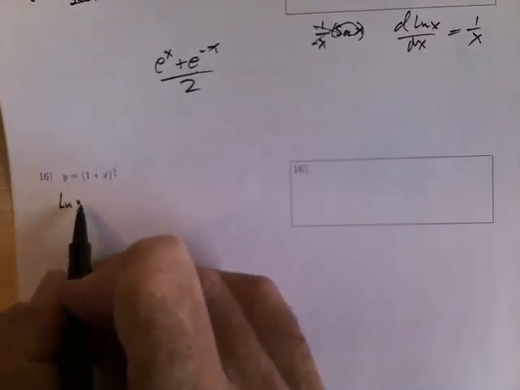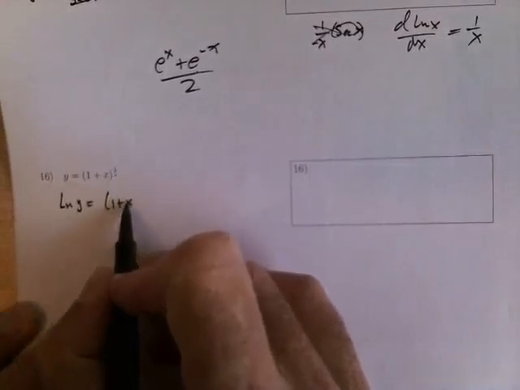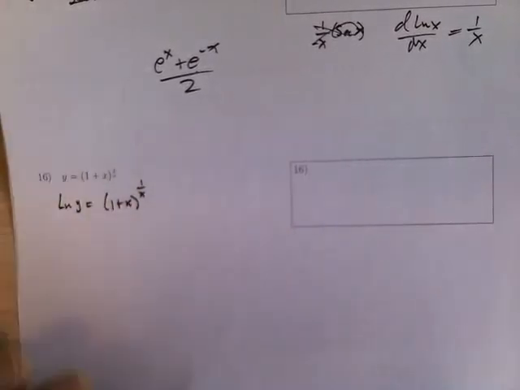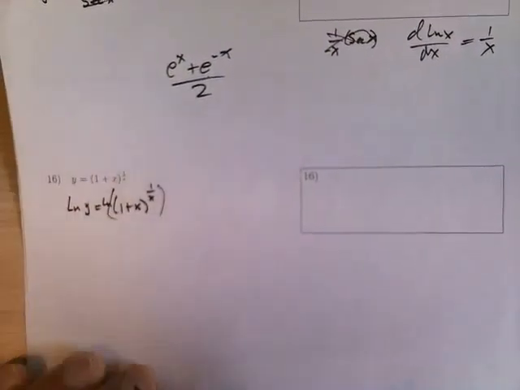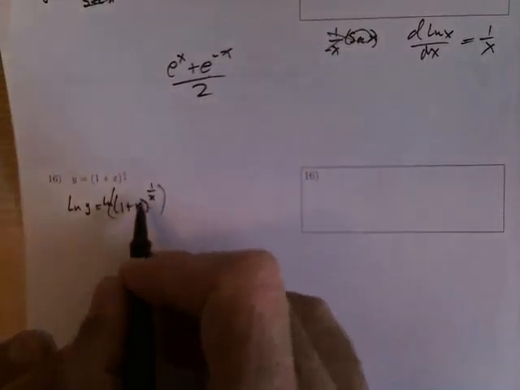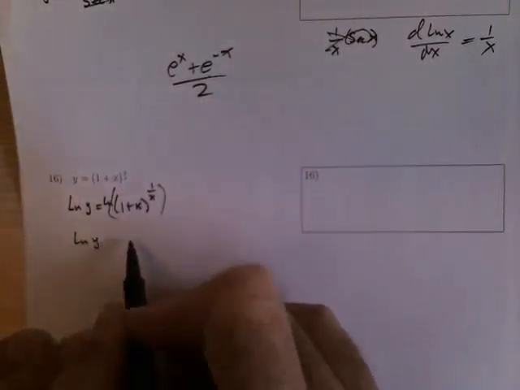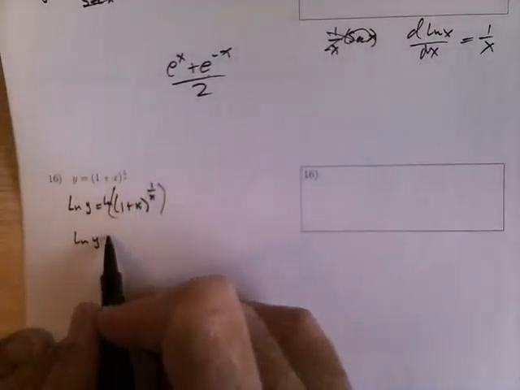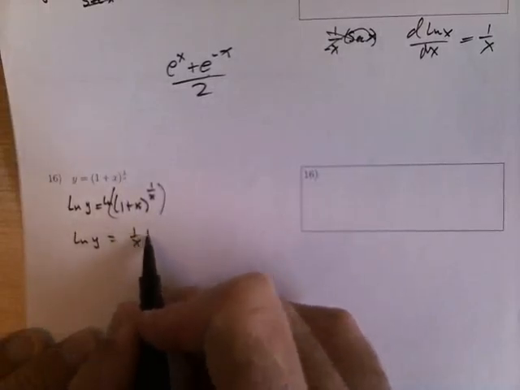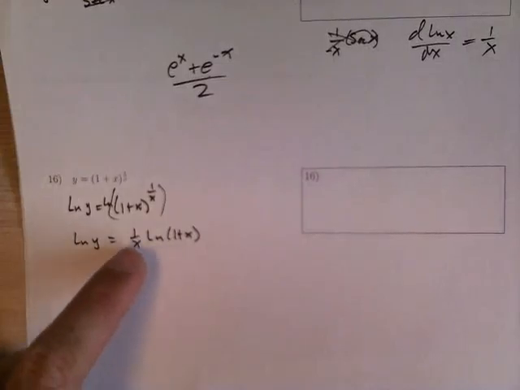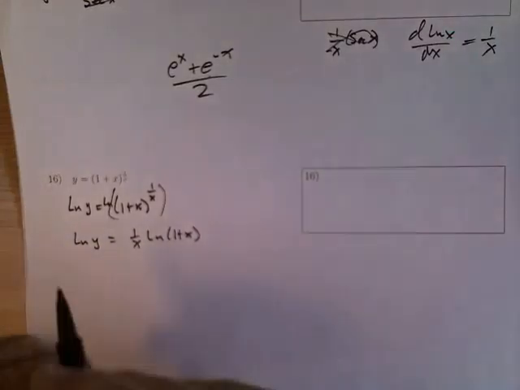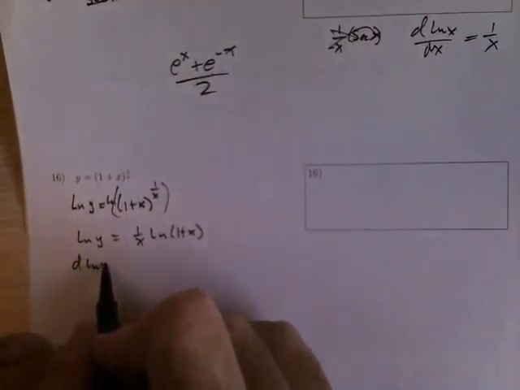So take the natural log of both sides first. Let's take the natural log of both sides. So natural log of this, natural log of that. I can use a property of the natural logs now and take that 1 over x out in front. So what I have now is a product, and I can handle derivatives of products. So I'm going to implicitly differentiate.